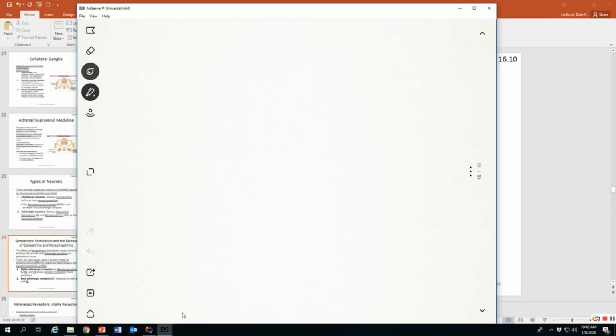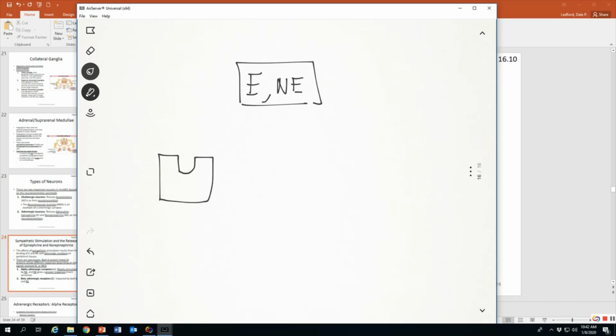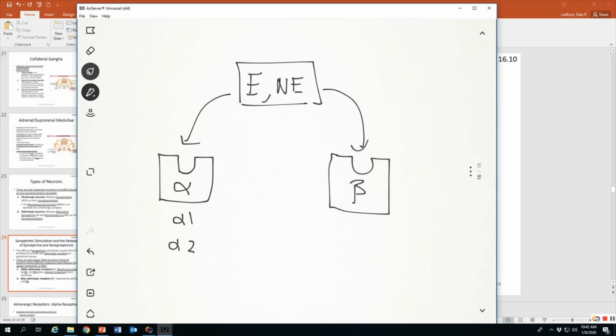Now, there are two classes of adrenergic receptors out there, alphas and betas. Kind of like there's alpha males and beta males. Now, let's look at this. Let's say you have epinephrine or norepinephrine here, and these molecules were to make it to a receptor, either an alpha or a beta receptor. Now, it can bind to either one of these, okay?